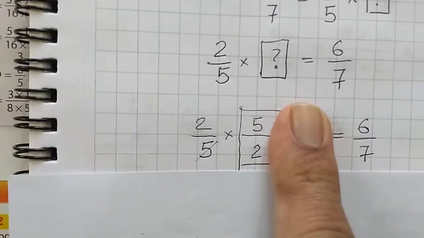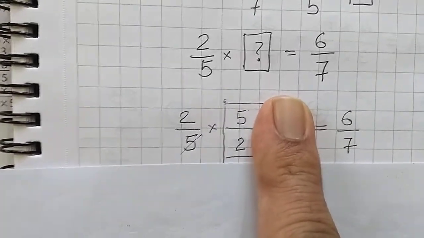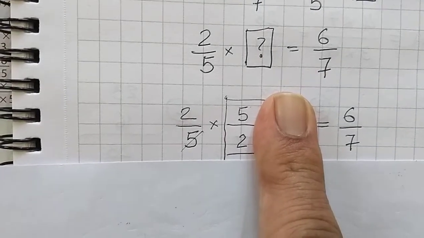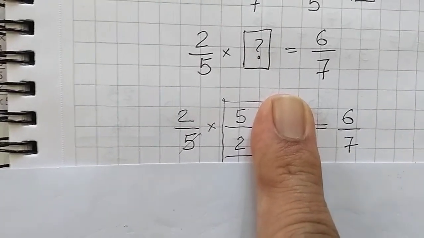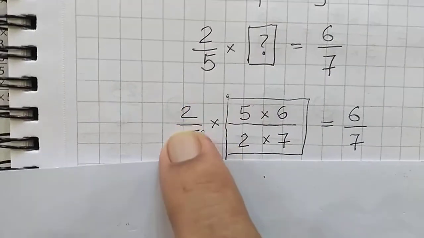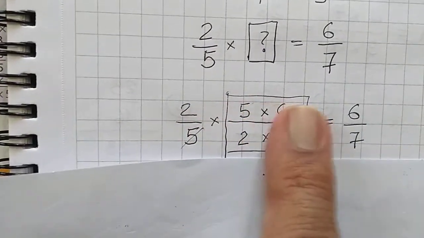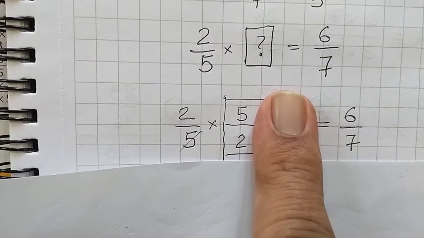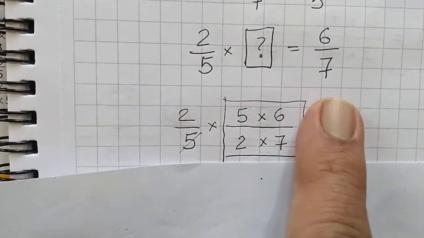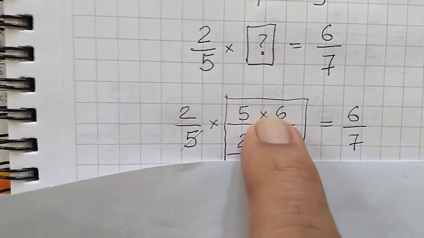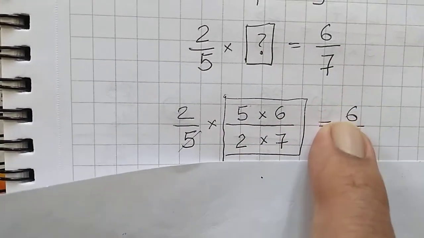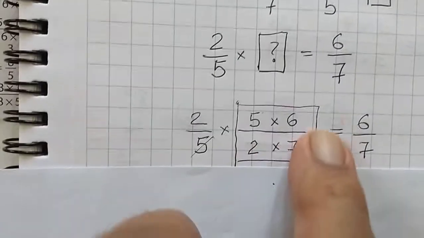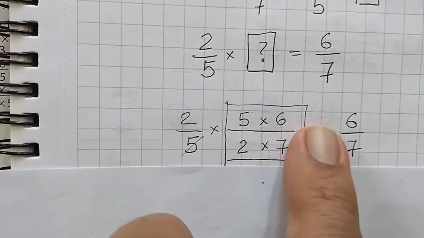2 into 5 over 5 into 2 is equal to what? It is equal to 1, because we get 10 over 10, correct? So this is equal to 1. That's the whole idea, that we eliminate this 2 over 5 by multiplying it with its reciprocal, with its inverse. So I get that. But I need 6 over 7, so I multiply it by 6 over 7. So essentially my question box is this.